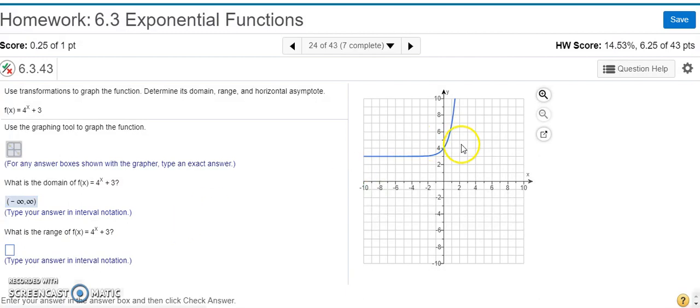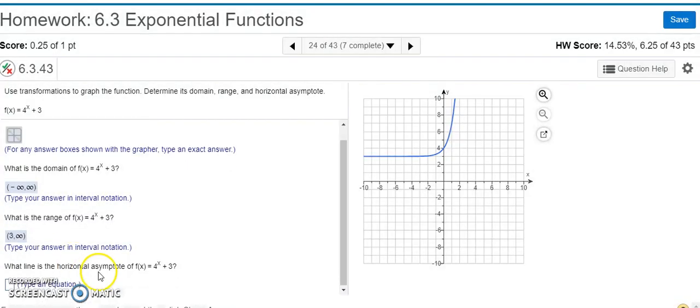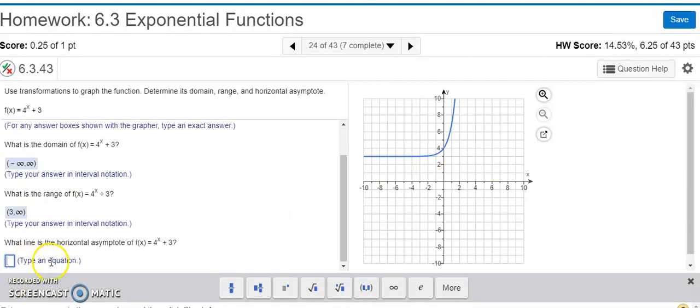And our range now is going to be, okay, it doesn't start from 0, it actually starts here at 3, which is our horizontal asymptote. So it goes from 3 up to positive infinity. We're going to start at 3 with a parenthesis because it never quite crosses 3, to positive infinity. And now what line is the horizontal asymptote? It is the line y equals 3. This graph never crosses the line y equals 3. It also says type an equation, not just a number, so we're typing y equals 3 literally.